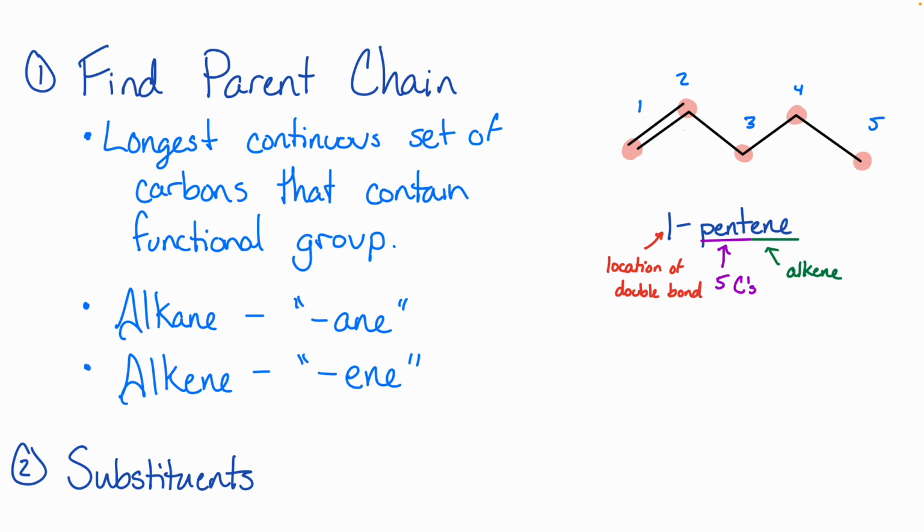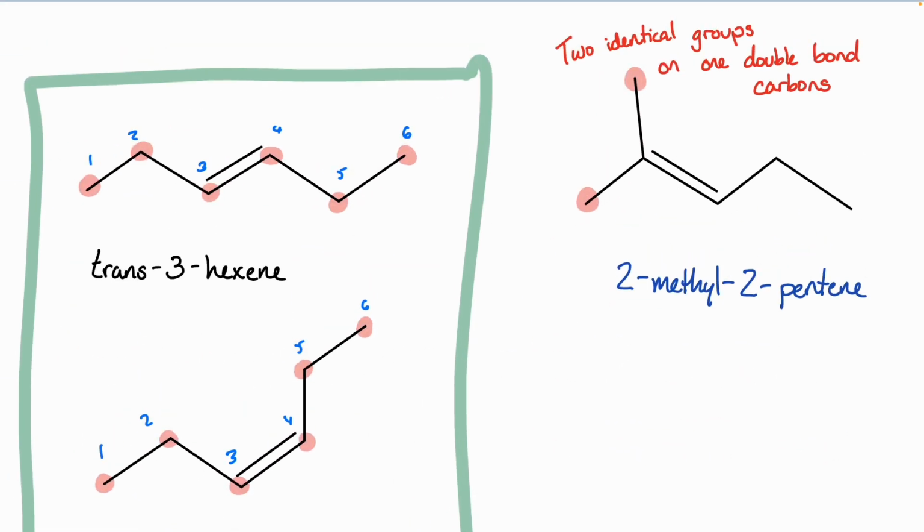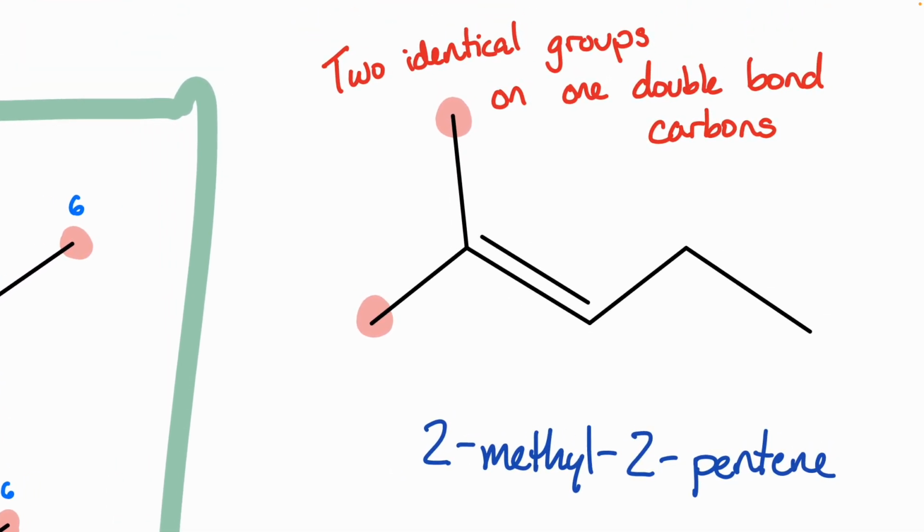Cool. That molecule would just be 2-methyl-2-pentene. You're done there, yep. That's it. There's no indication out front of cis or trans because, again, this molecule doesn't have any stereochemistry. There's only one way to draw 2-methyl-2-pentene.